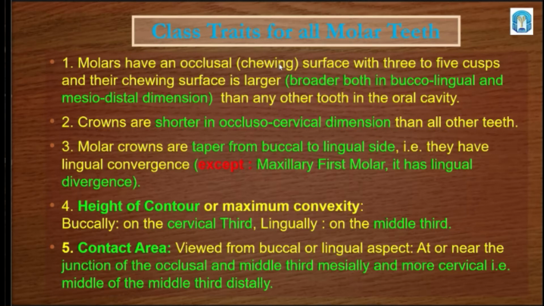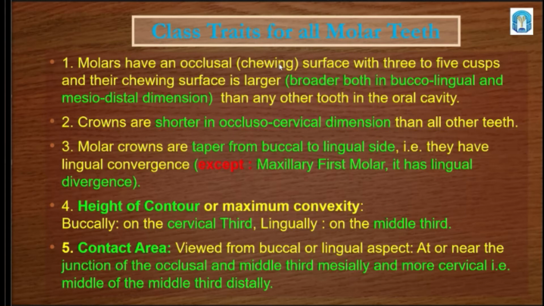The molar crowns are usually short in the occlusocervical dimension, that is, a little smaller in height than the incisor. Incisor, for example, is about 10 millimeter, canine is about 11 millimeter. Premolars are also about 9 to 10 millimeter, but molars are usually 7 to 8 millimeter cervico-incisal height. All these are the general information about the molar.